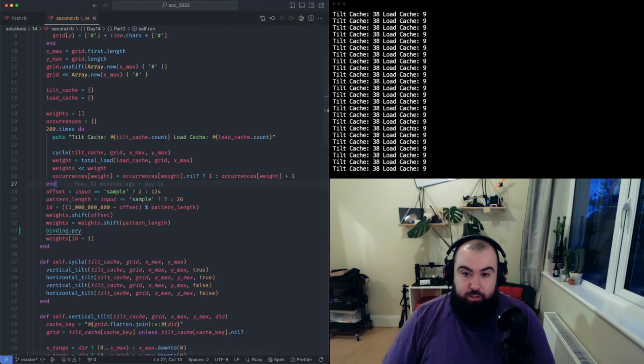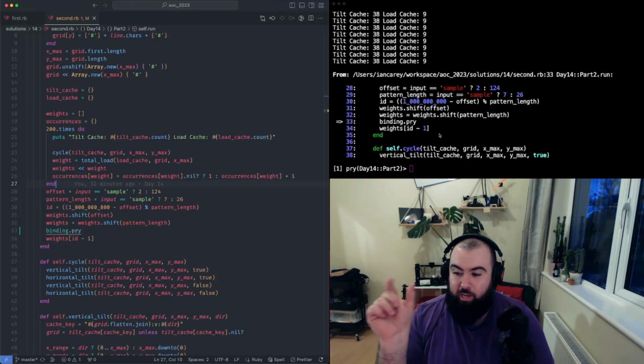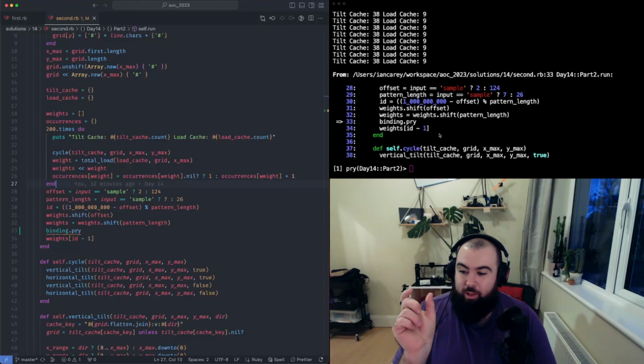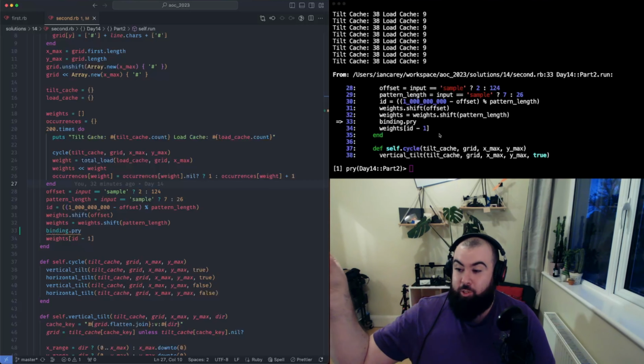So what I need to figure out is how long the repeating pattern is. And then, if I know how long the repeating pattern is, I can add those up until I get to 100 million and then see what's the remainder that I have.